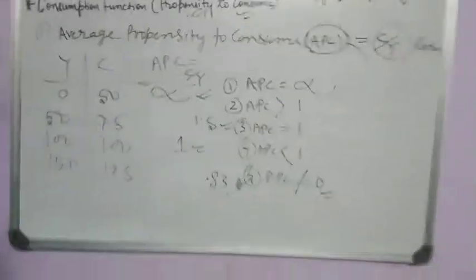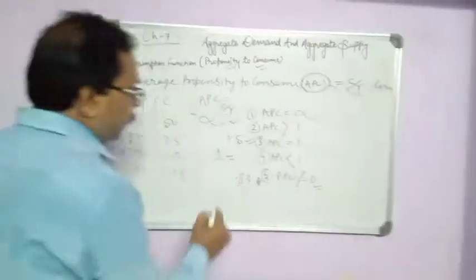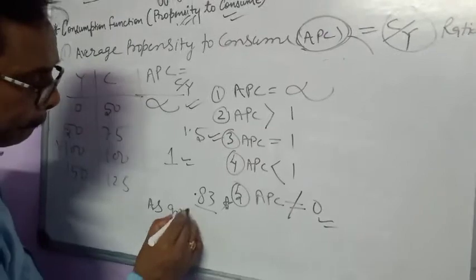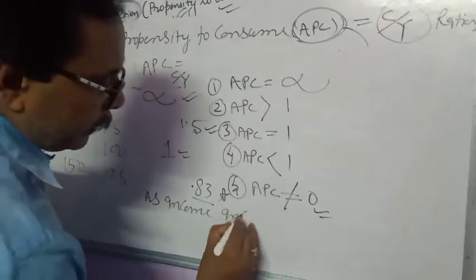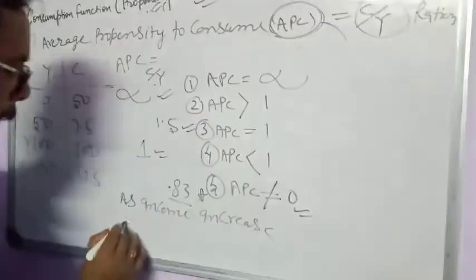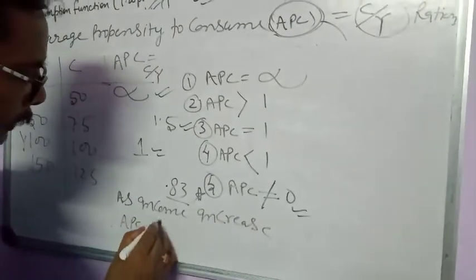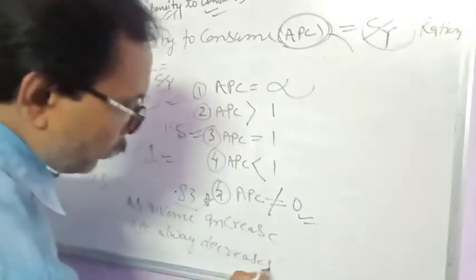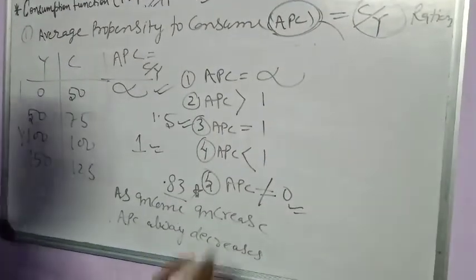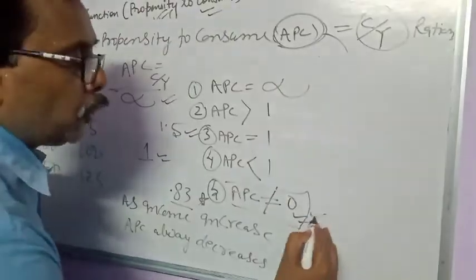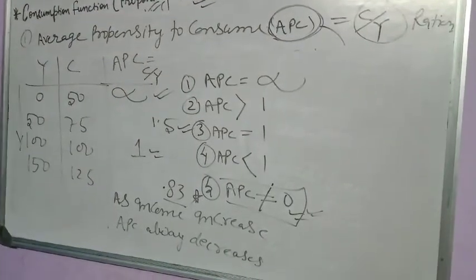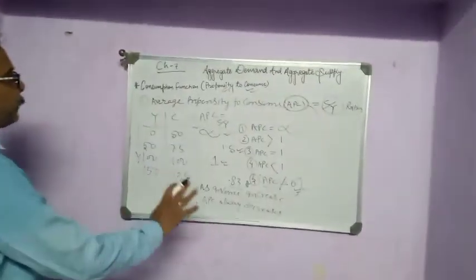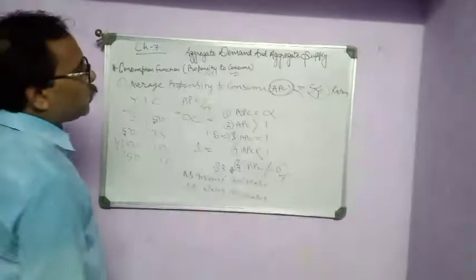Another thing you also find, always keep it in your mind: as income increases, APC always decreases. Okay, so it always decreases, but it will never be 0, because consumption will never be 0. So in this way we have done the average propensity to consume.